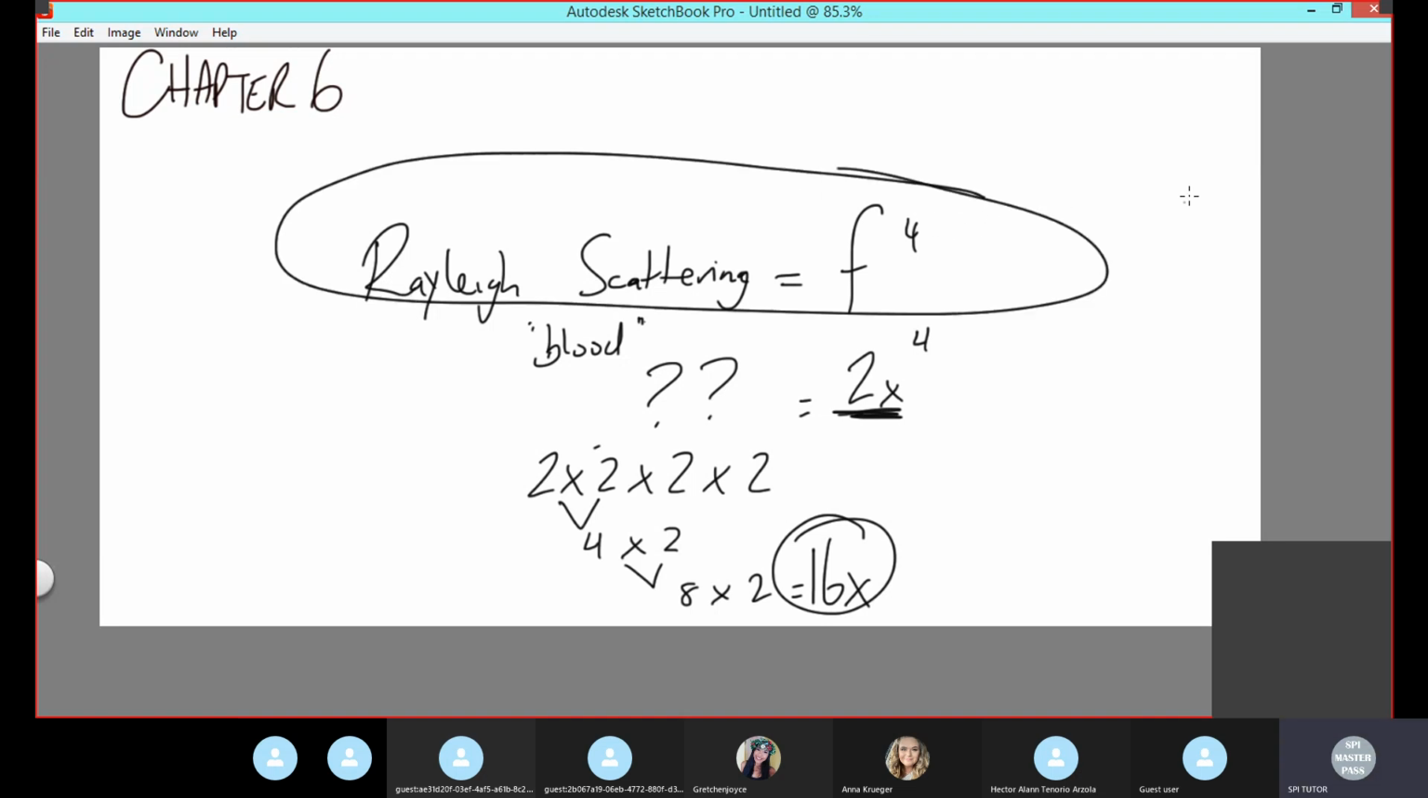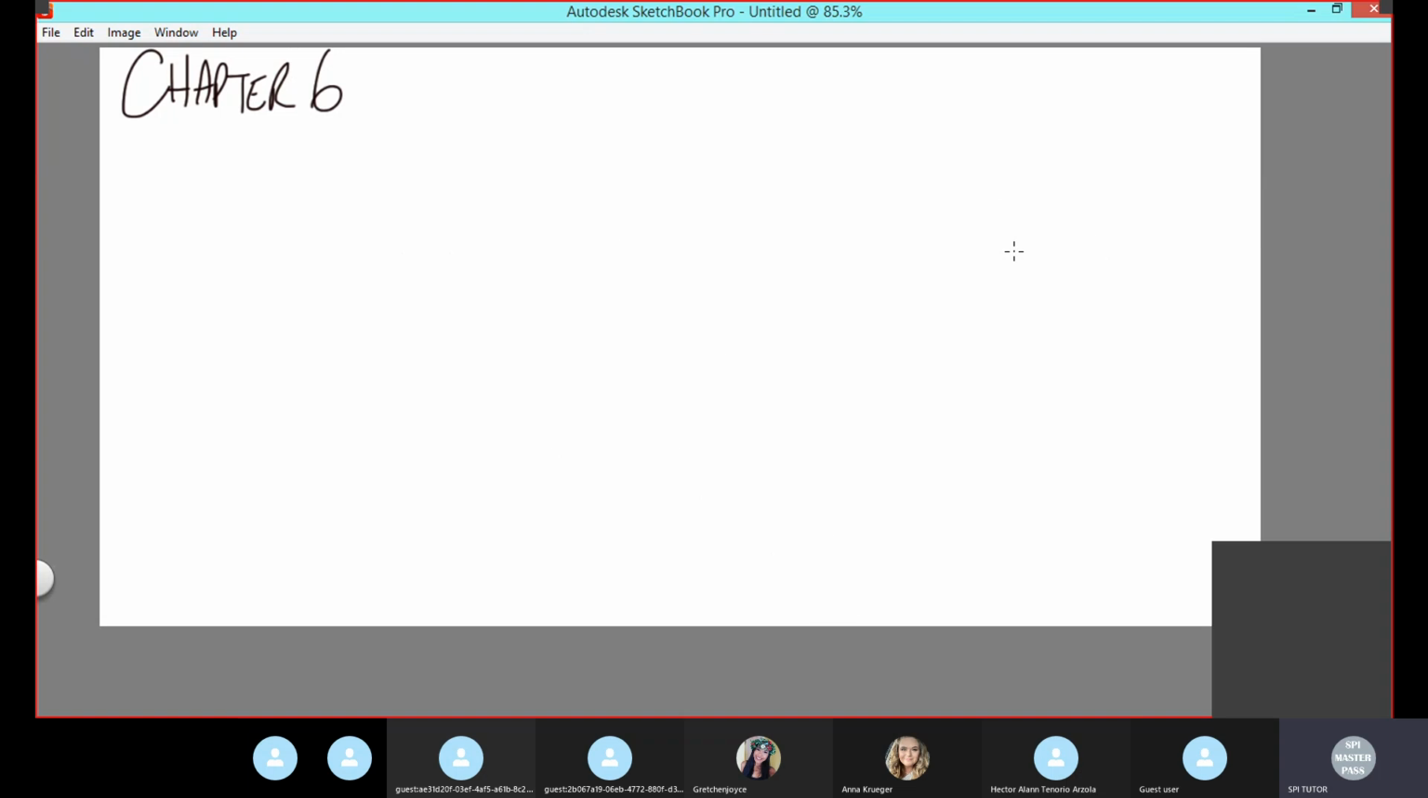So again, just know that this exists because the question that you may be asked is simply, what relationship is Rayleigh scattering related to frequency? It's directly related to the fourth power. So just knowing this little formula here is all you need to get you through that question, because it's a very straightforward, filler question that they will have in there.